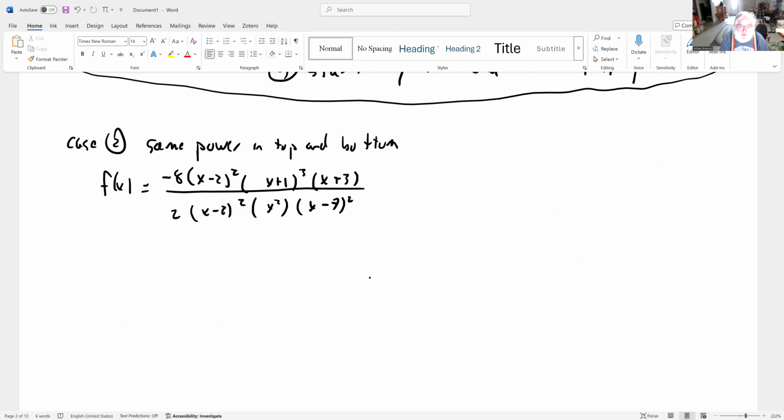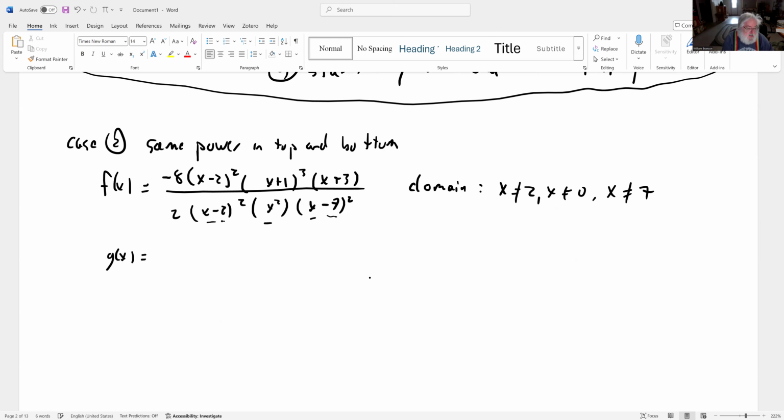Great. So again, what's the domain? The domain is all x's except those that make the denominator 0. So we're not allowed to use x equals 2 because that makes this term 0. We're not allowed to use x equals 0 because that makes this term 0. And we're not allowed to make x equal to 7 because that would make that term 0. Okay, we can simplify this and we'll call that a different function g of x. I can cancel out this -8 and this 2.